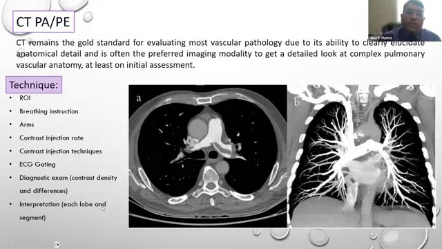Interpretation: each loop and segment should be examined. So you go up, examine the right upper loop, finish it to the periphery, go down, examine the middle loop, go down, examine the right lower loop, and then go up again to the left side. So loop by loop, segment by segment, to make sure you didn't miss any small pulmonary embolism.